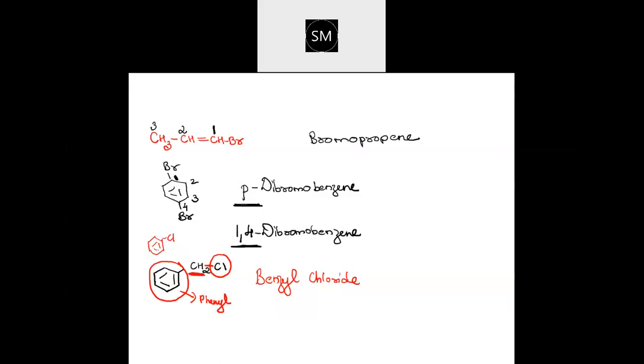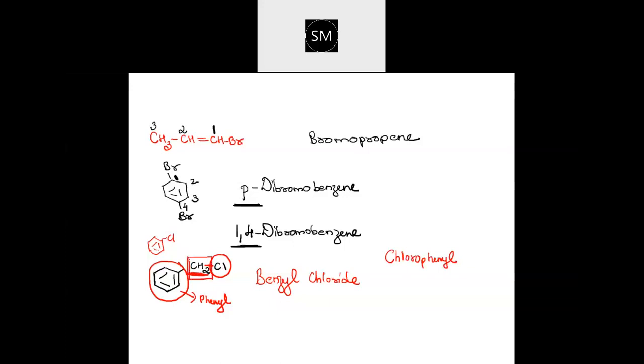But which one will be named first? Go according to the alphabetical order. Yes, very good. Alphabetically, Cl comes first. C comes first. P comes afterwards. Okay. So it will be chloro and then phenyl, chlorophenyl, and then see the number of carbon atoms.